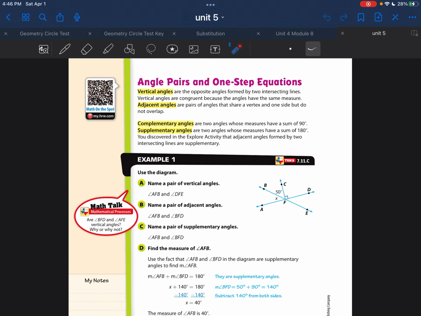Adjacent angles are pairs of angles that share a vertex and one side, but do not overlap. So that means they look like this. They share a vertex and a side, but they don't actually overlap like that. Complementary angles are two angles whose measures have a sum of 90 degrees. You should draw that there. Supplementary angles are two angles whose measures have a sum of 180 degrees. That's what this is right here. Just a line, if I'm being honest.